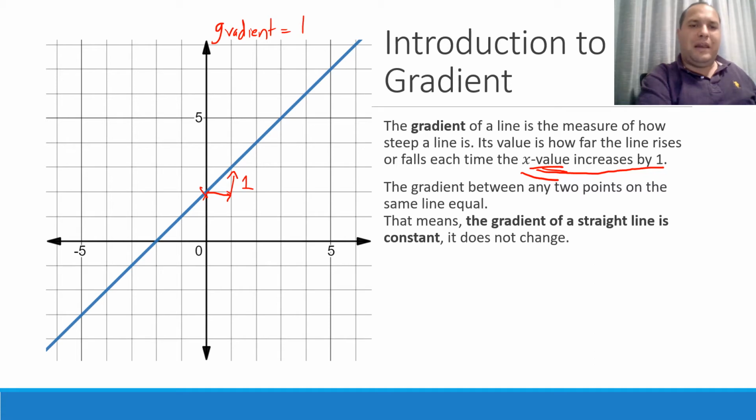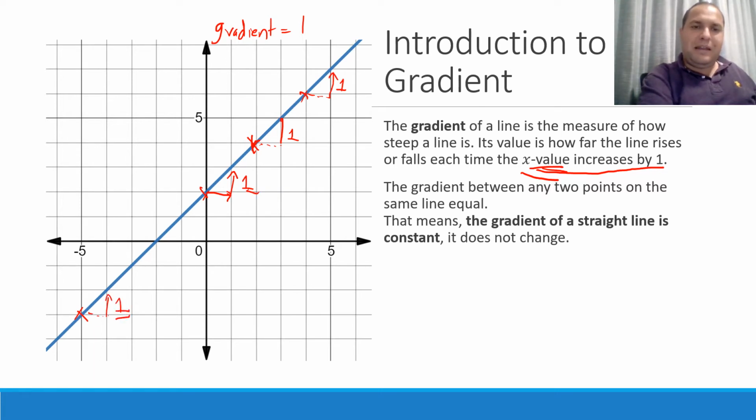is equal to 1. Now note, I could have picked any point on that line. I could have picked this point here. If I go 1 square across, I have to go up 1 square to get back to my line. I could have picked a point up here, and same thing, 1 square across, I need to go 1 square up to get back to my line. I could have picked a point down here, 1 square across, 1 square up.